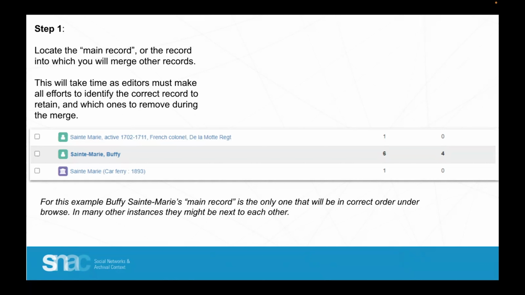For this example, Buffy St. Marie's main record is the only one that will be in correct order under browse. In many other instances, they might be next to each other. But in some cases, depending on spelling errors or the order in which elements of a name are entered, you might find them in very different locations in the alphabetical order in SNAC. Merge, as you are imagining, does take a bit of time and research.